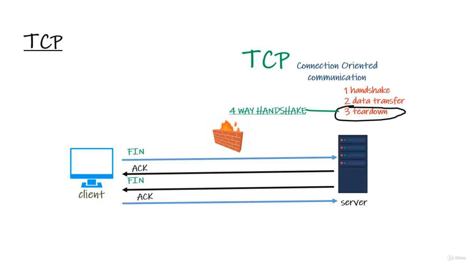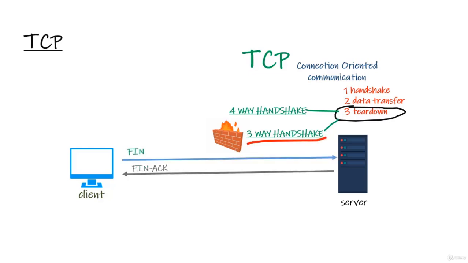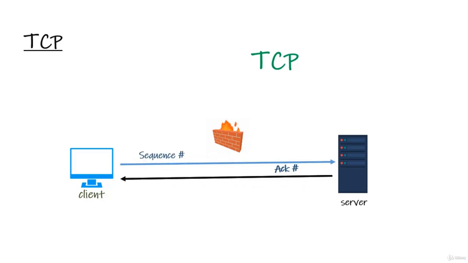TCP is connection-oriented communication, and it's reliable. It checks flags, and it knows what sequence number to expect, and that's why it's reliable. For a teardown session, it can be a four-way handshake or a three-way handshake. Client and server have to acknowledge when they start the connection. Same for the teardown session. It could be different.